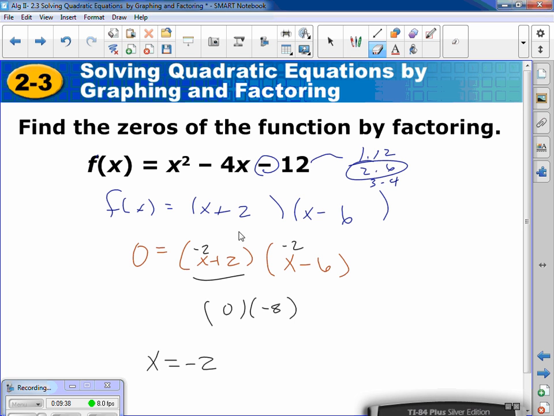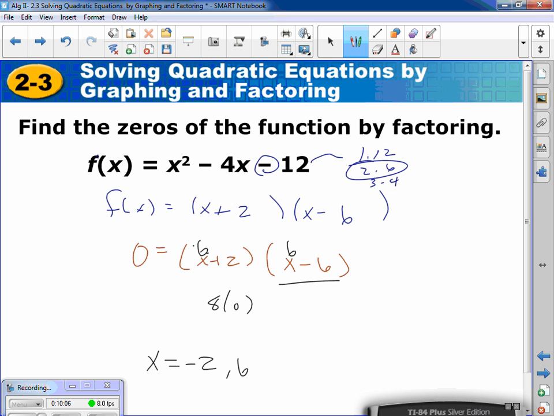That's for that one. But I could have also had this one over here equal to 0. What number there for x will get me 0? 6. So put a 6 there, 6 there. What's 6 plus 2? 8. 6 minus 6? 8 times 0 is 0. Both of those are my zeros. Both of those are my roots.